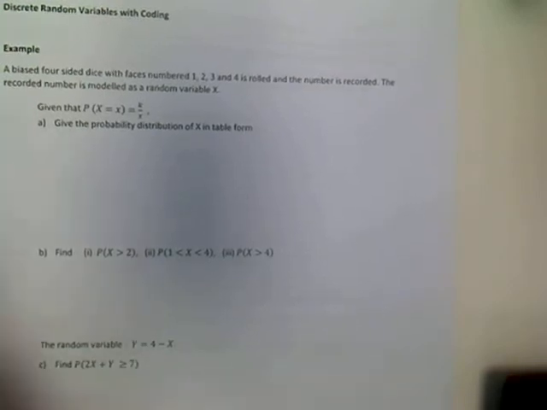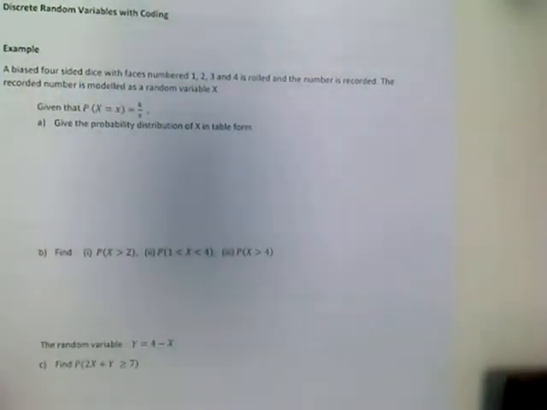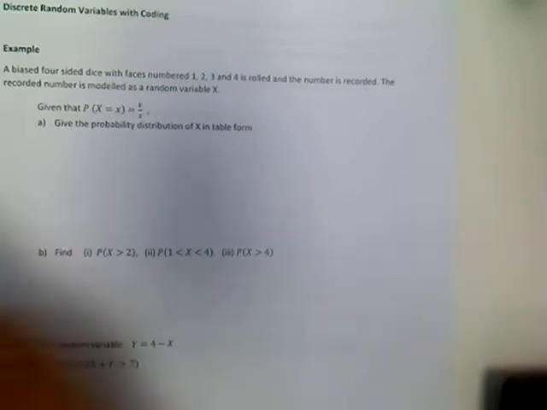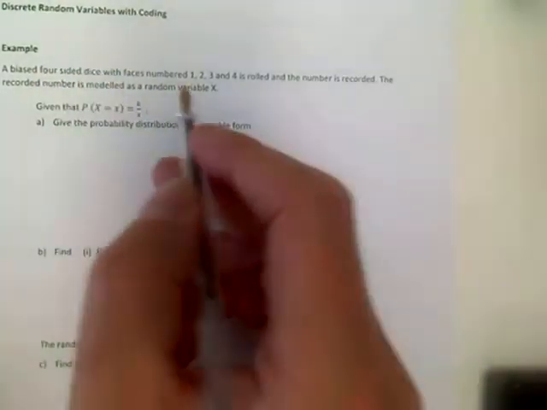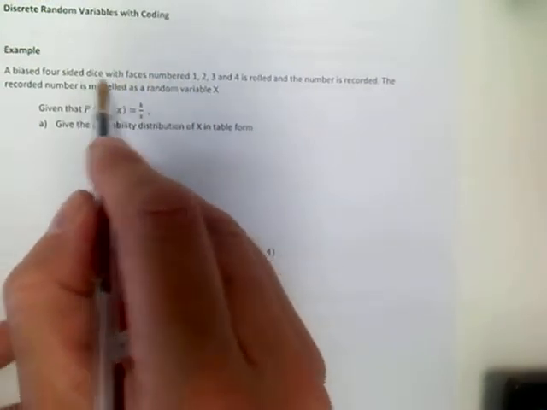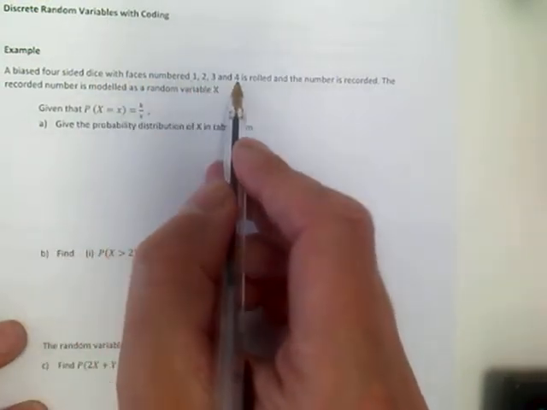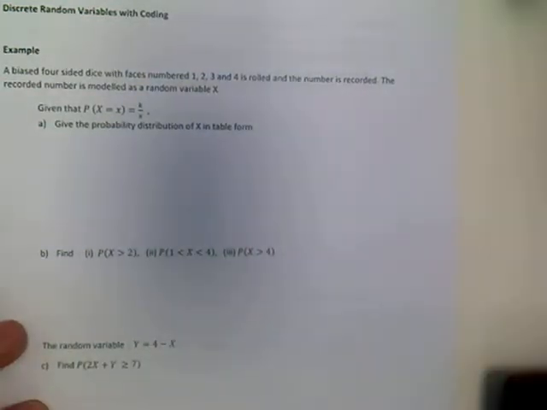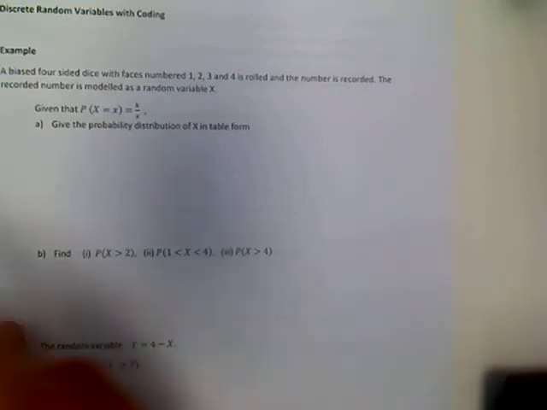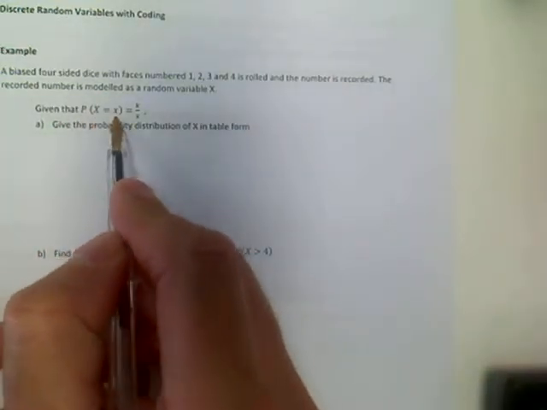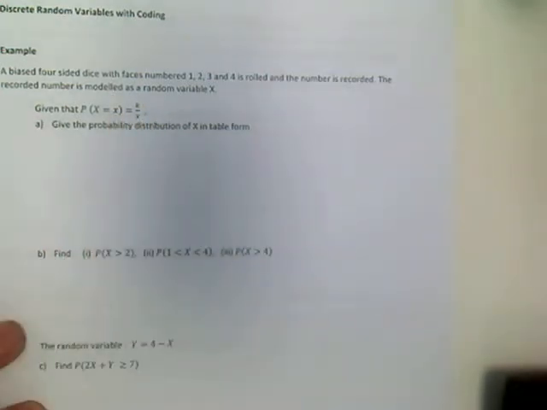So, a biased four-sided dice. Bias means that the faces are going to have different probabilities. I'm not sure how you would create a four-sided dice. Does that even work? Who knows? Anyway, this weird dice has faces numbered 1, 2, 3 and 4, and it's rolled and the number is recorded. The recorded number is modelled as a random variable x. The probability of x being equal to a value is k over the value.